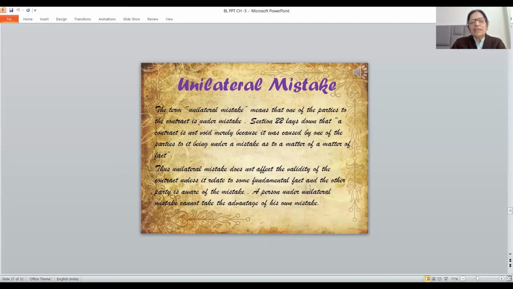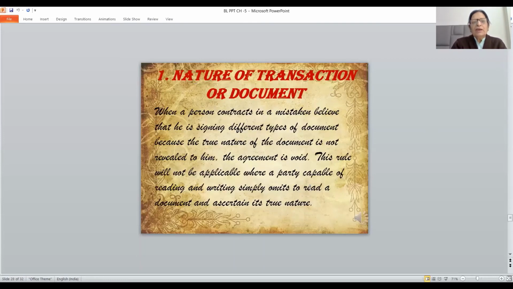The unilateral mistake does not affect the validity of the contract unless it relates to some fundamental fact that the other party is aware of. A person under unilateral mistake cannot take the advantage of his own mistake. So this can be of 2 types. One is nature of transaction or document. Second is identity of person. Now, before I take up this point, I would like to explain that unilateral mistake.